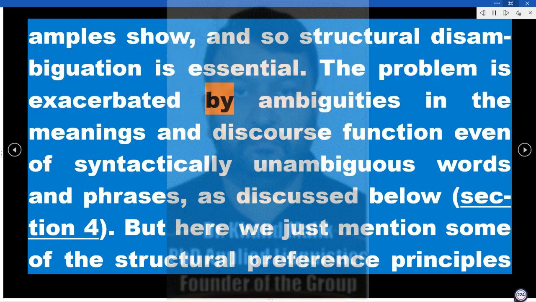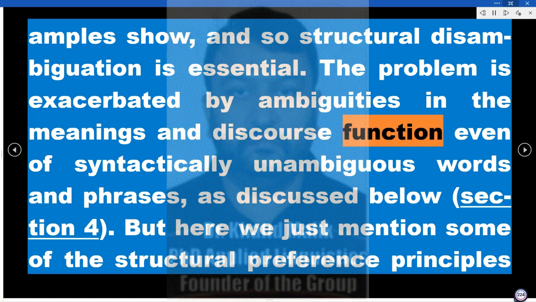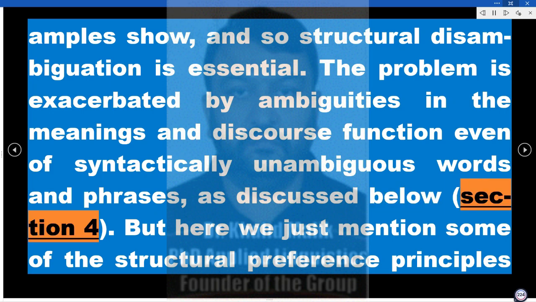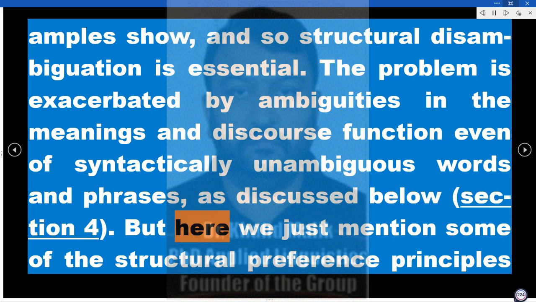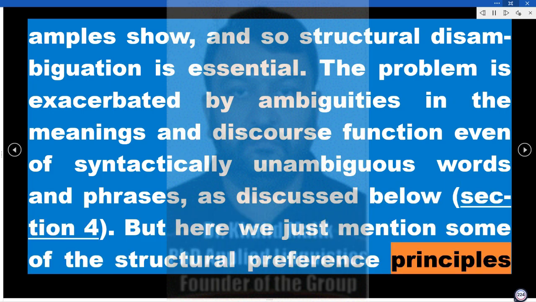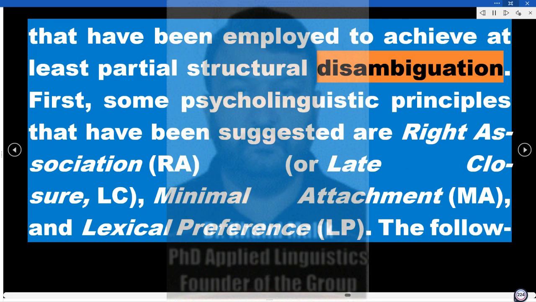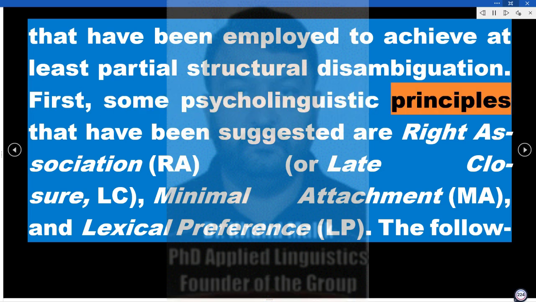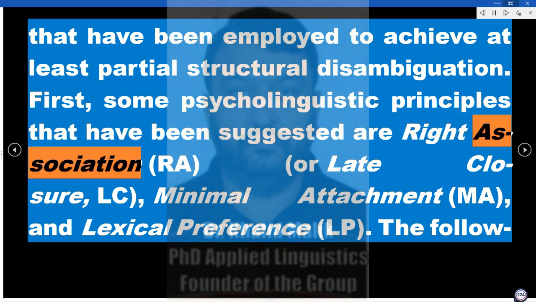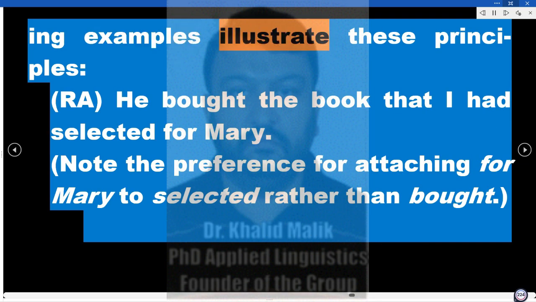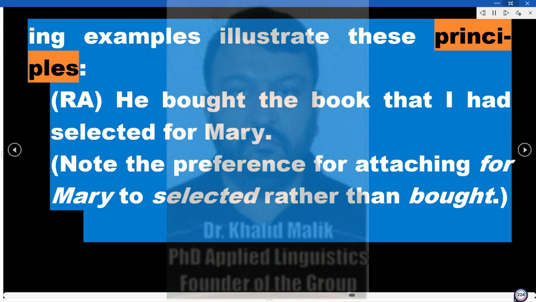The problem is exacerbated by ambiguities in the meanings and discourse function even of syntactically unambiguous words and phrases, as discussed below, section 4. But here we just mention some of the structural preference principles that have been employed to achieve at least partial structural disambiguation. First, some psycholinguistic principles that have been suggested are right association, RA, or late closure, LC, minimal attachment, MA, and lexical preference, LP. The following examples illustrate these principles.